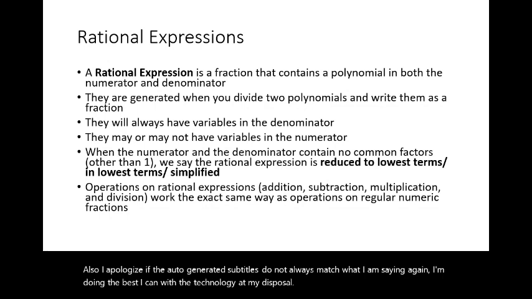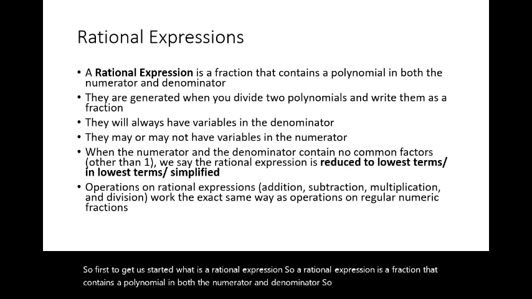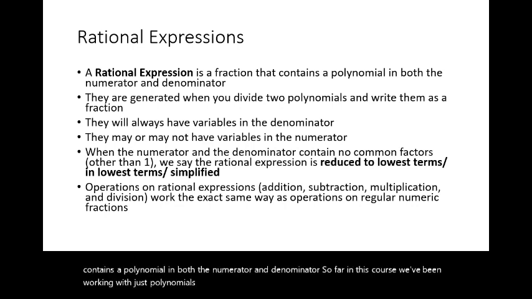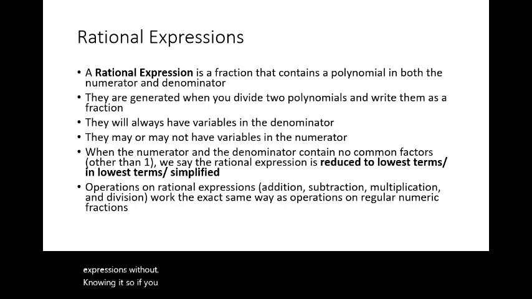So first, to get us started, what is a rational expression? A rational expression is a fraction that contains a polynomial in both the numerator and denominator. So far in this course, we've been working with just polynomials, so we have not seen variables in the denominator. Rational expressions occur and are generated when you divide two polynomials and you write that division as a fraction. So when we did polynomial long division, we were sort of working with rational expressions without knowing it. If you were to write that division as a fraction, you would have two rational expressions.